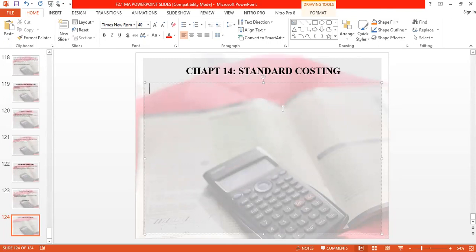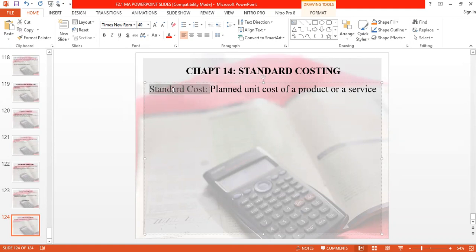Okay, so let's look at the chapter on standard costing. Whenever we are talking of standard costing, it's good to start by defining what is a standard cost. A standard cost is a planned unit cost, planned cost per unit, of a product or a service.